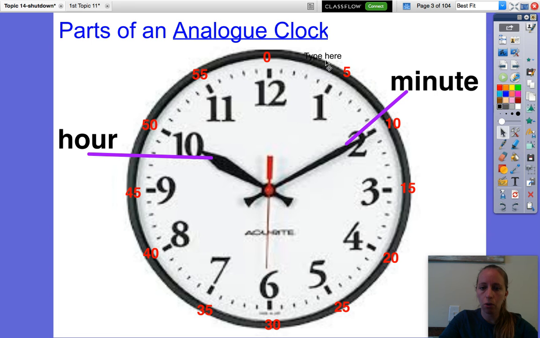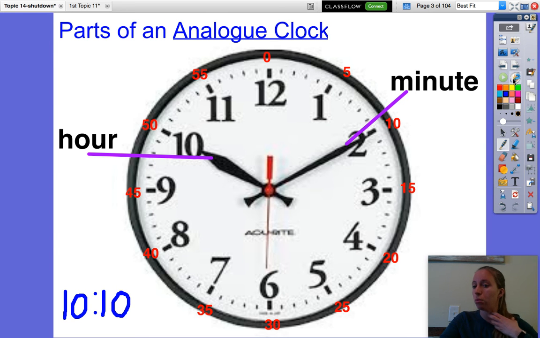Okay. So if we look at this clock right here, the hour is 10, right? So the short hand is right here, and the hour is pointing at 10. 10, and then we do these 2 little dots, right? And then we look at the minute hand, and the minute hand's on 2, so we know we skip count by 5. So 5, 10, which we have labeled right here. The 2 is 10. So the time is actually 10:10. All right, let's try a few more of these together.